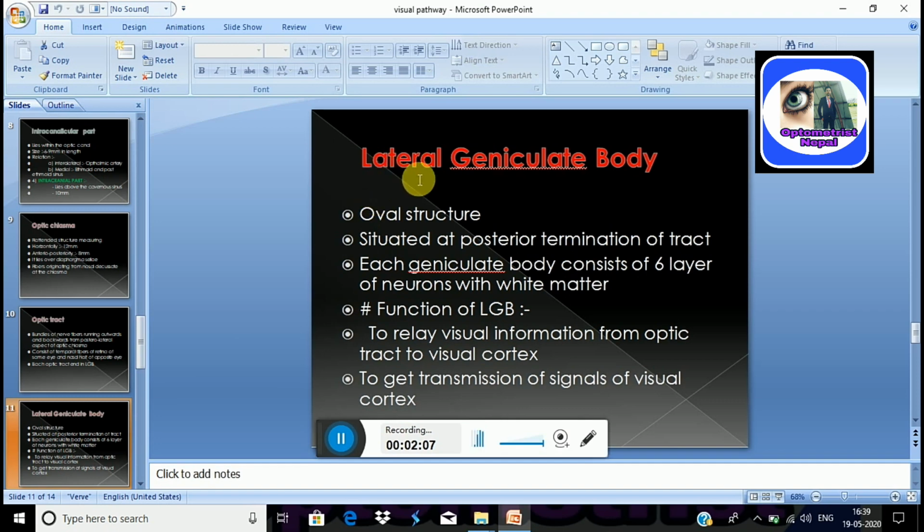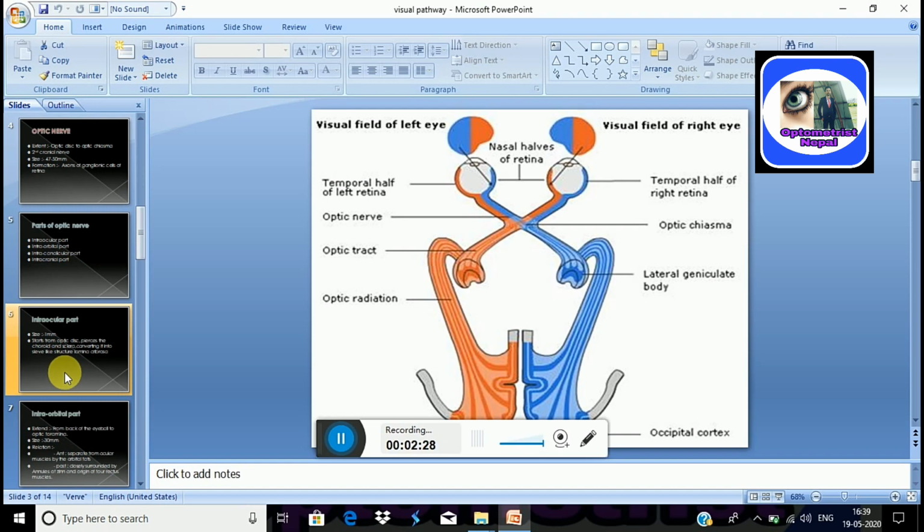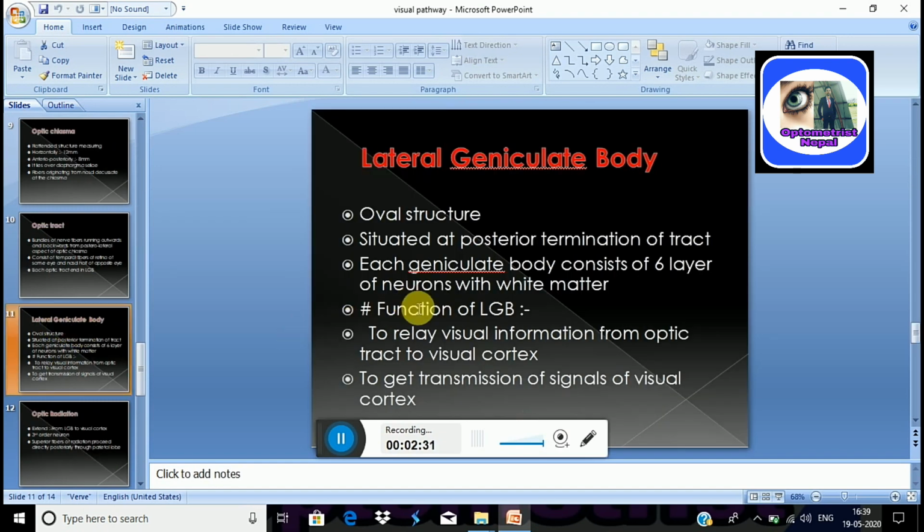The next slide is the lateral geniculate body. It is an oval structure situated at the posterior termination of the optic tract. Each geniculate body consists of 6 layers of neurons with white matter. Yes, 6 layers means layers 1, 2, 3, 4, 5, 6.